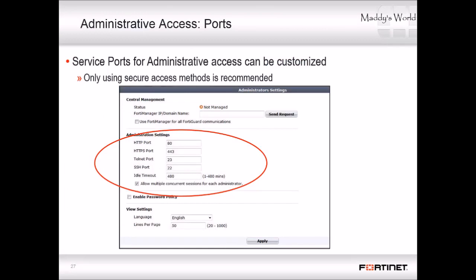You can also customize the ports that administrative access will use by changing the ports for those services. For better security, it is always best to only use secure, encrypted methods of access. So HTTPS and SSH would be the most secure methods to use. You can also decide if you want to allow multiple concurrent connections from a single user or not.